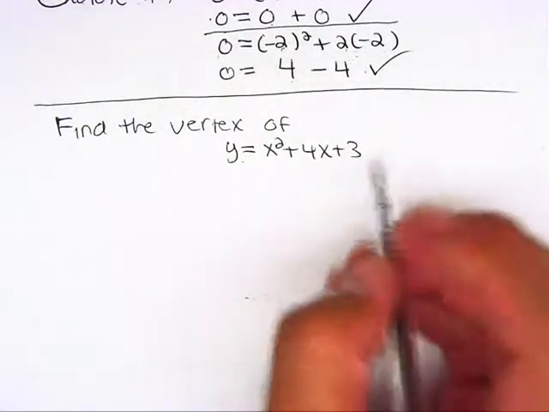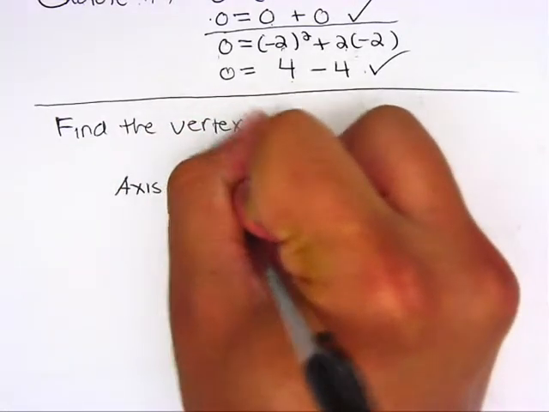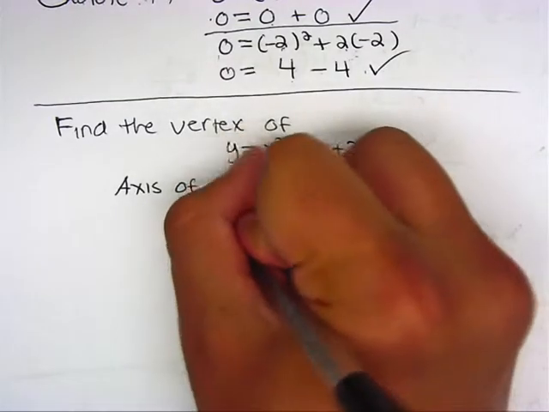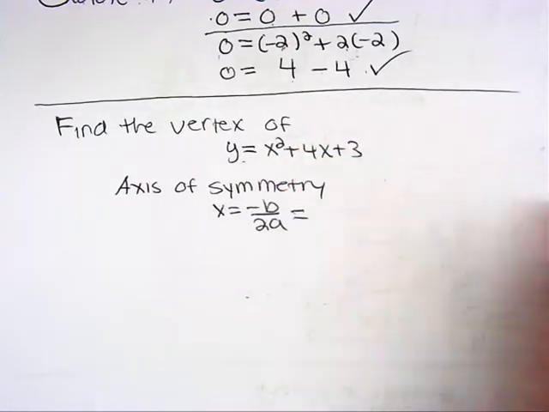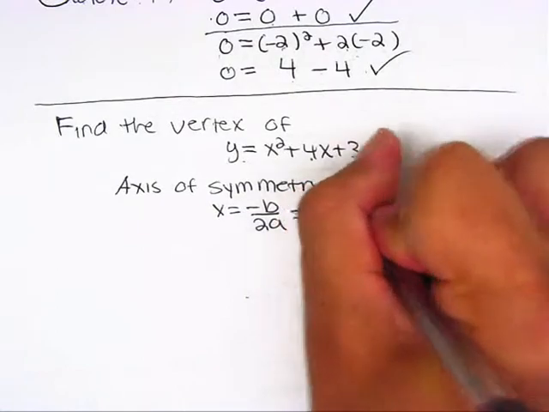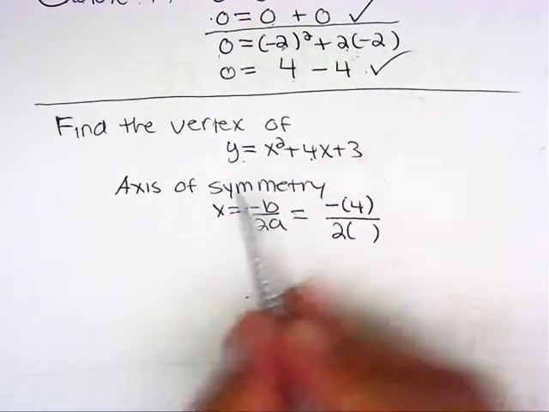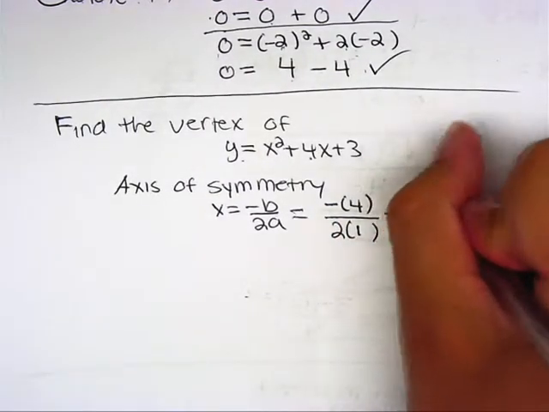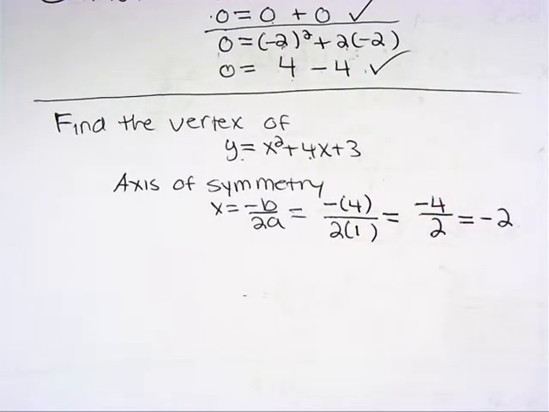Whenever I'm going to graph a quadratic, my first step is to find the axis of symmetry. The equation for the axis of symmetry is x is equal to negative b over 2a. My b in this case is 4 over 2. My a in this case is 1. When I work it out, that's going to be negative 4 over 2, which is equal to negative 2.